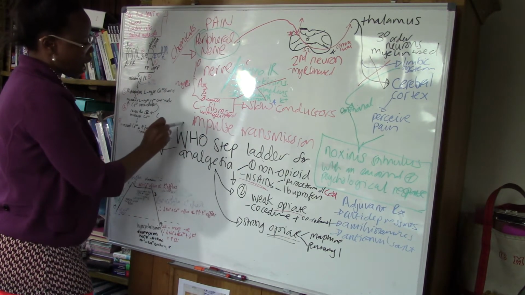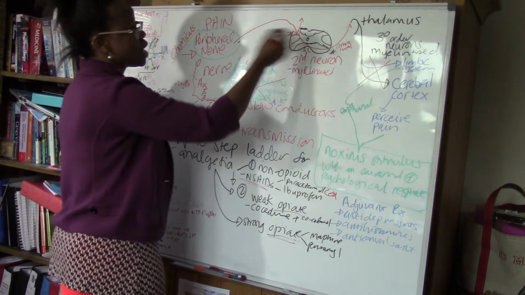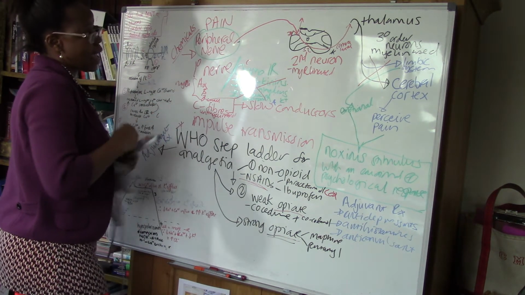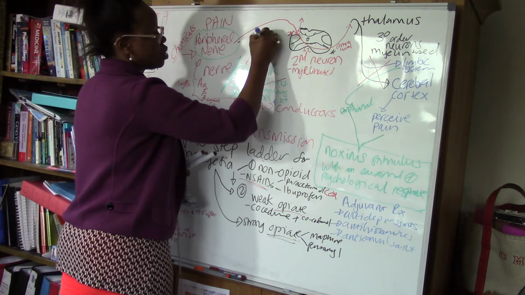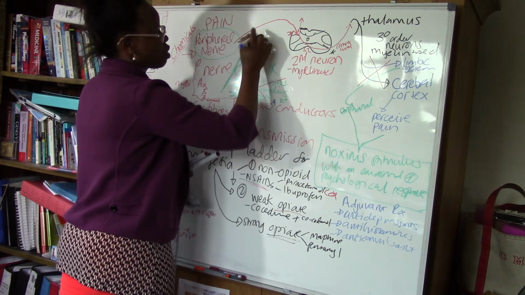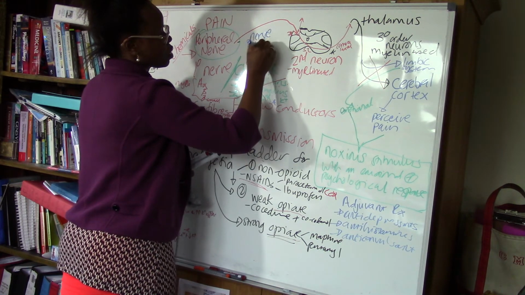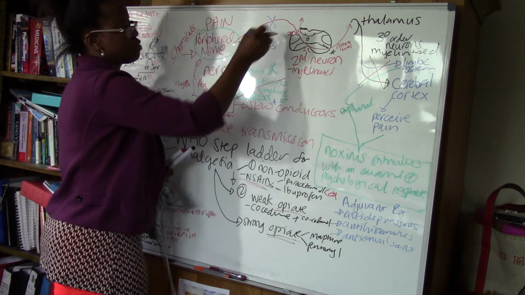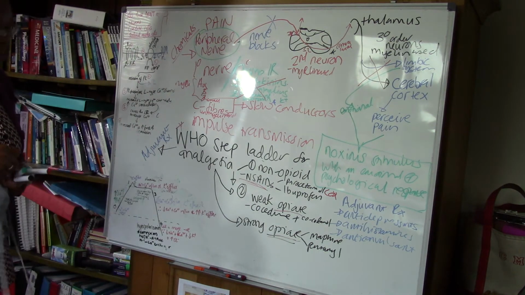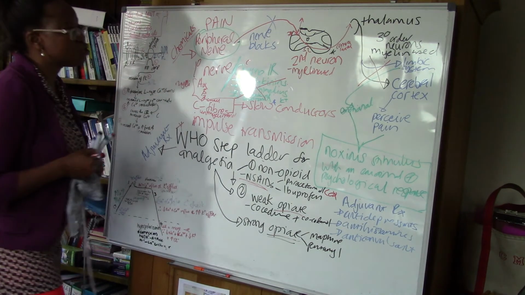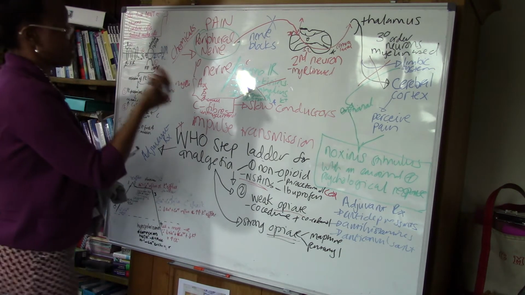Neuroinhibitors, which are not part of the WHO step ladder, can be administered as well. And so nerve blocks, really, we call them. And all they do is that they block the propagation of impulse. So there are 3 ways of blocking the sensation of pain by blocking its transmission.